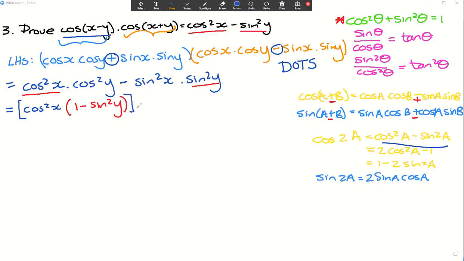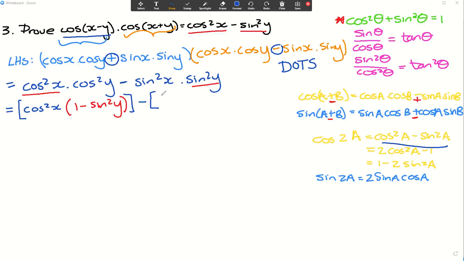Close my square bracket, put my minus, open my square bracket for this side. I want to keep the sine squared y. It's not a 2y, it's a squared y. I need to get rid of the sine squared x. That's a sine squared. How do I change it? I change it by taking this cos squared across. I make this the subject of the formula, and I get 1 minus cos squared x.